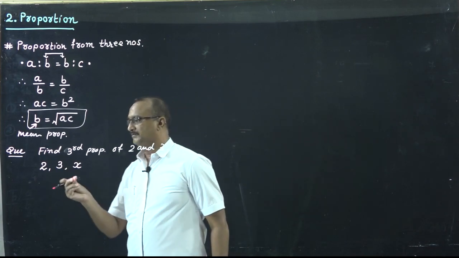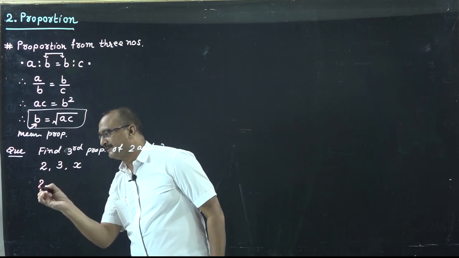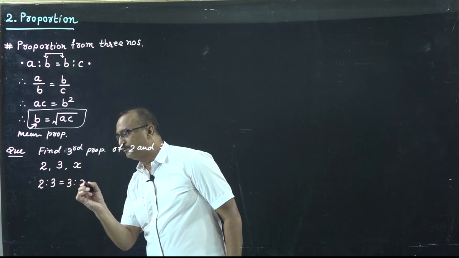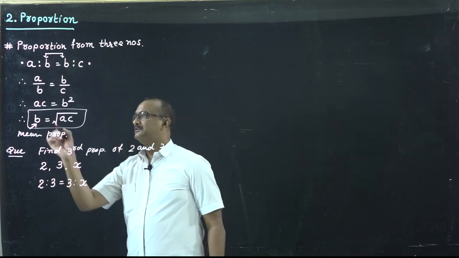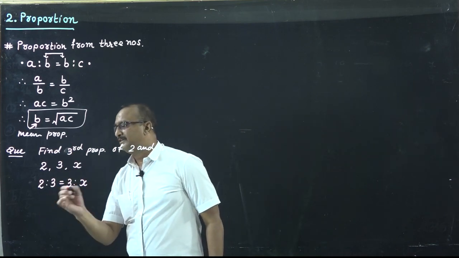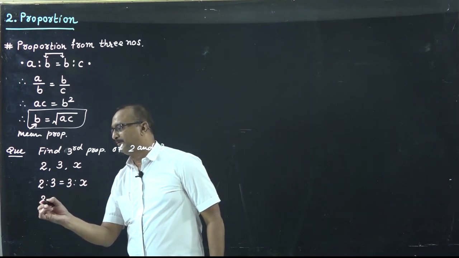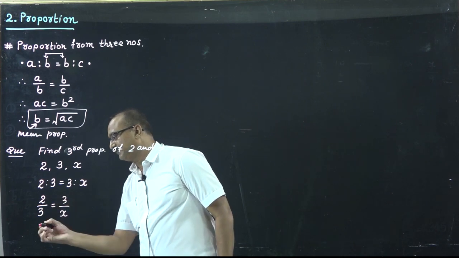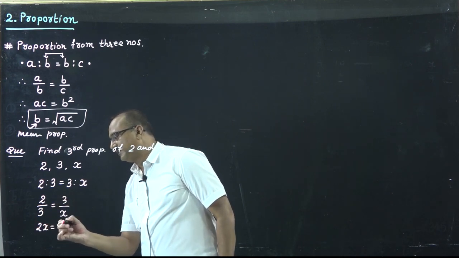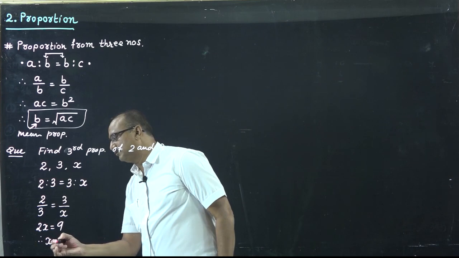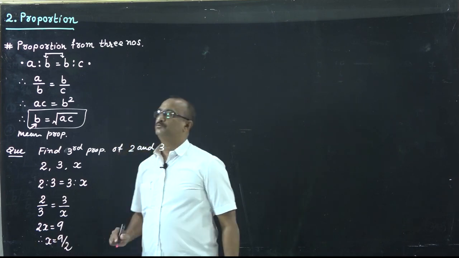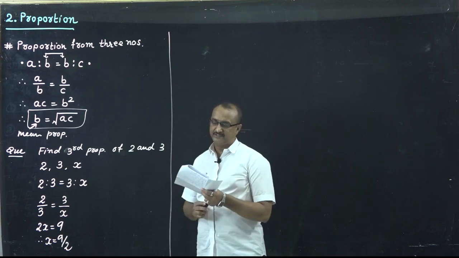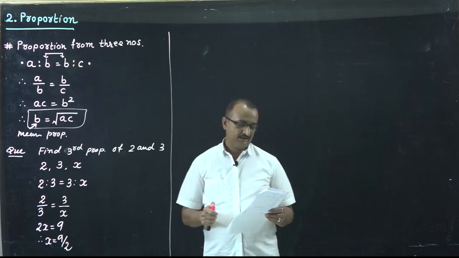Third proportional, we have to find the third proportional, so we can write 2 is to 3 is equal to 3 is to x. Okay. So again, what is our formula? 2 upon 3 is equal to 3 upon x. Therefore 2x is equal to 9 and x is equal to what? 9 by 2. So it is a question of proportion from three numbers.